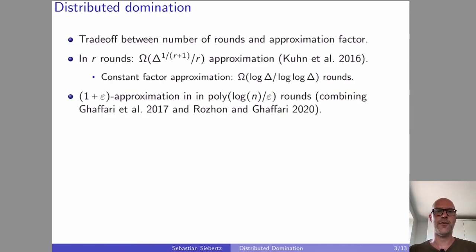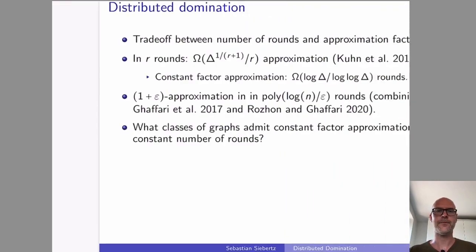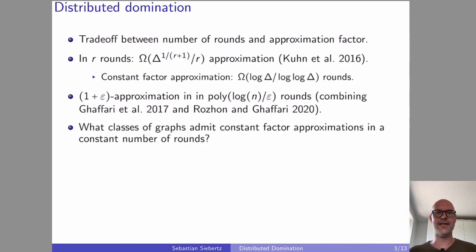We can compute a 1 plus epsilon approximation for any epsilon in polylog n over epsilon rounds. This combines very recent results of Ghaffari et al. and Rozhoň and Ghaffari. And the question we are asking is, what restricted classes of graphs can we consider so that we get constant factor approximations in a constant number of rounds? This question was first considered by Lenzen et al., who showed that in planar graphs we can get such a constant factor approximation in a constant number of rounds.